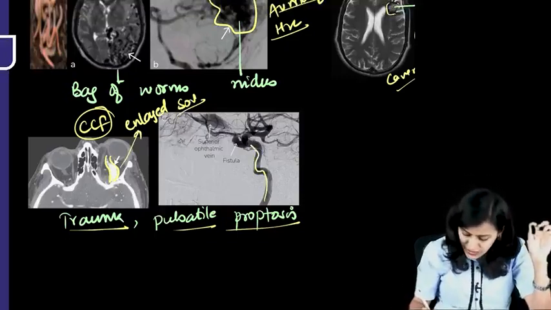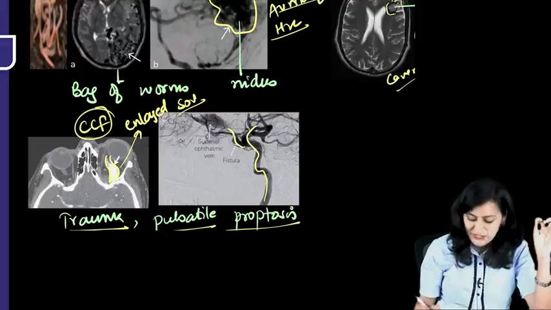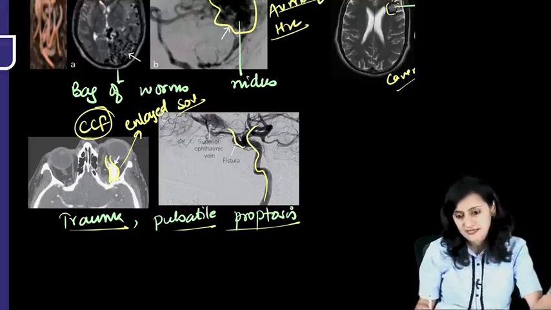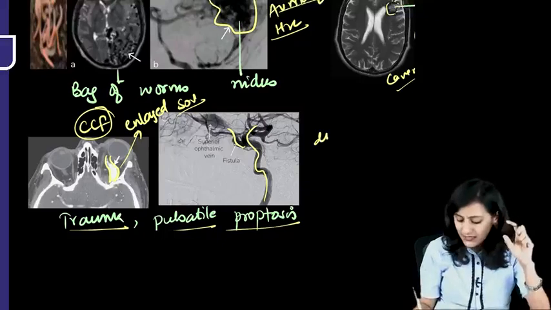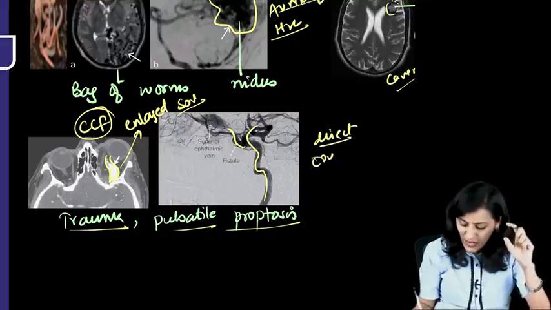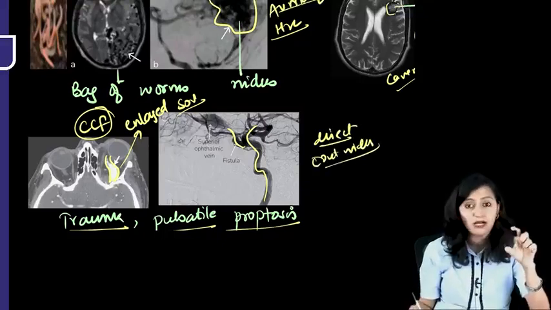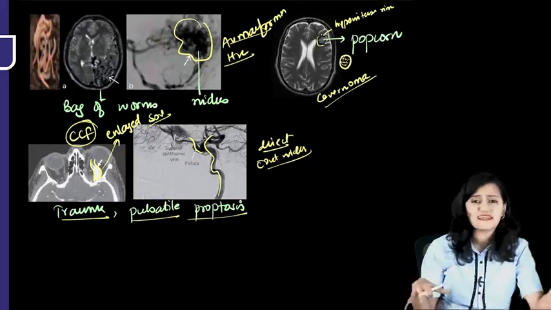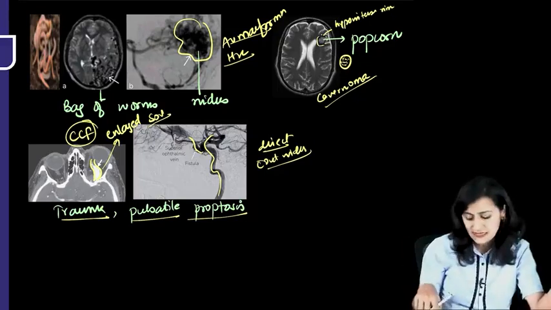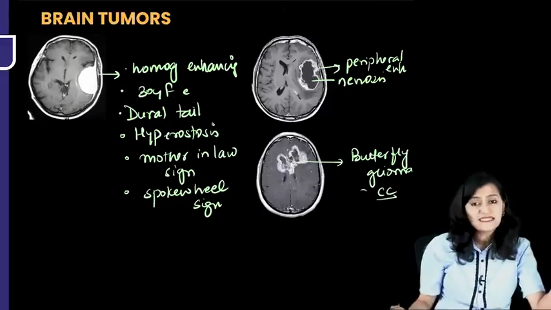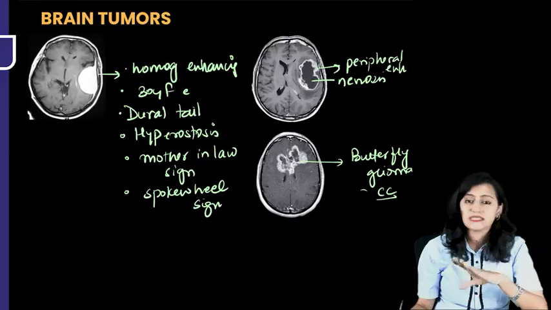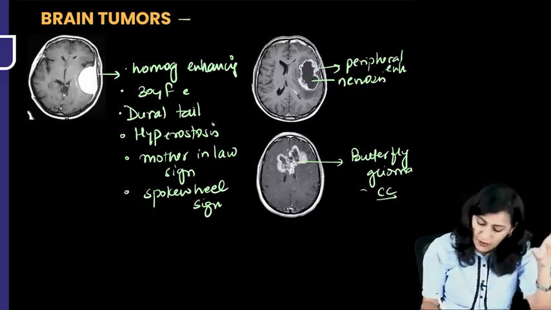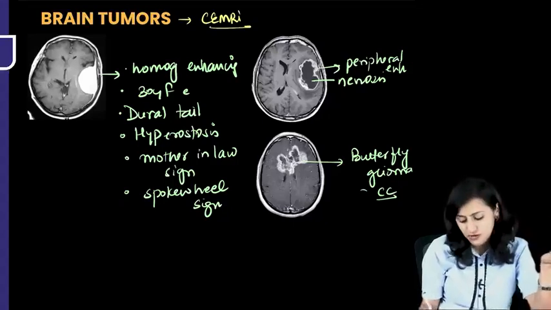This is a DSA showing the carotid artery and the fistula with the cavernous sinus, right? So there is going to be a direct communication without a nidus in AV fistula. Nidus is a feature of AV malformation. So for these vascular malformations, DSA is the gold standard. Now going to next topic, that is brain tumors. Okay, coming to brain tumors. So for brain tumors, it is contrast enhanced MRI, which is the investigation of choice.